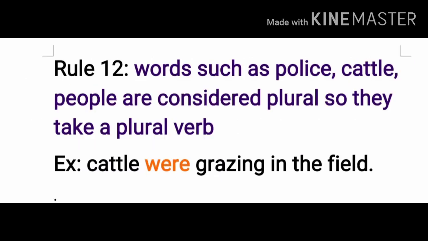Rule 12 says words such as police, cattle, people are considered plural, so they take a plural verb. These words show the consideration of more than one person or one thing. So with these words we will use a verb in plural. For example, cattle were grazing in the field. Here cattle is a plural word, so we use the plural verb were.